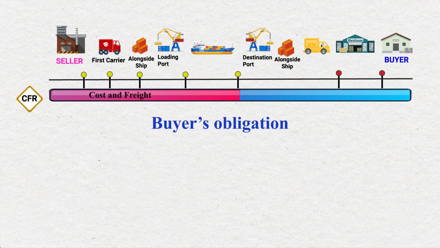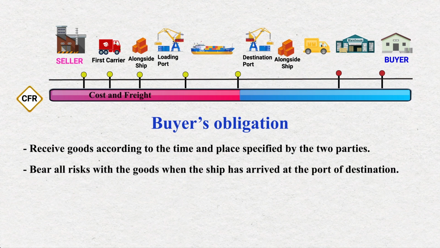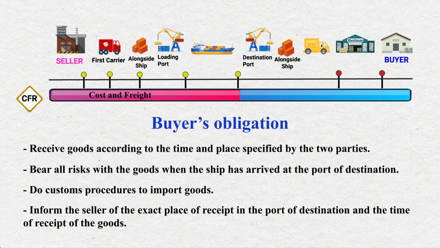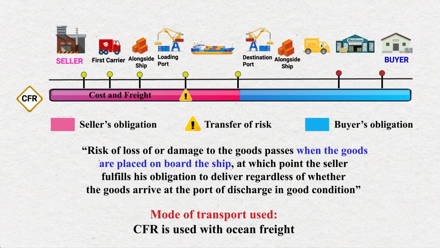Buyer responsibilities. Receive goods according to the time and place specified by the two parties. Bear all risks with the goods when the ship has arrived at the port of destination. Do customs procedures to import goods. Inform the seller of the exact place of receipt in the port of destination and the time of receipt of the goods. Risk of loss of or damage to the goods passes when the goods are placed on board the ship, at which point the seller fulfills his obligation to deliver regardless of whether the goods arrive at the port of discharge in good and complete condition or not. CFR is used with ocean freight.